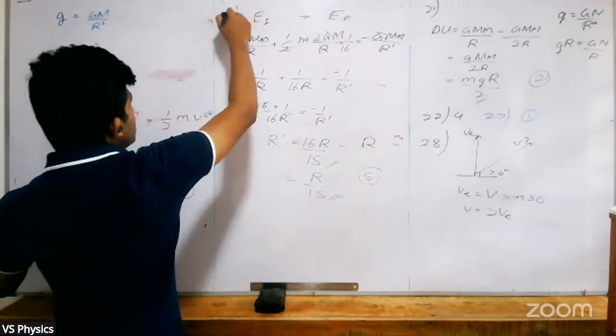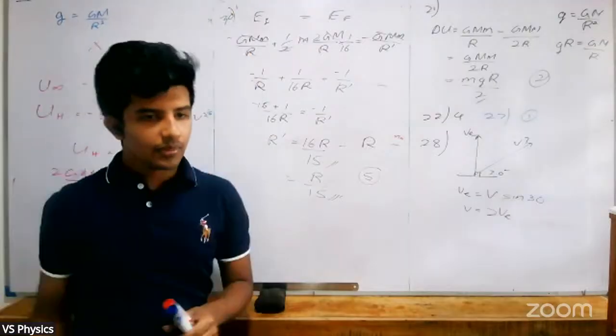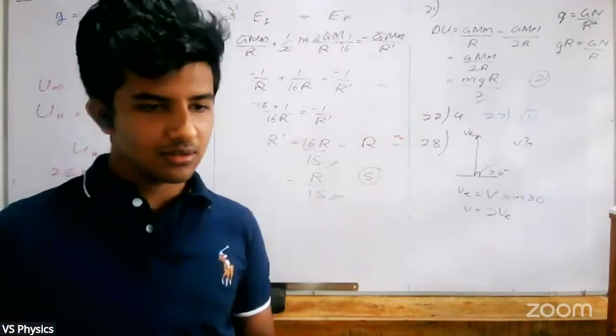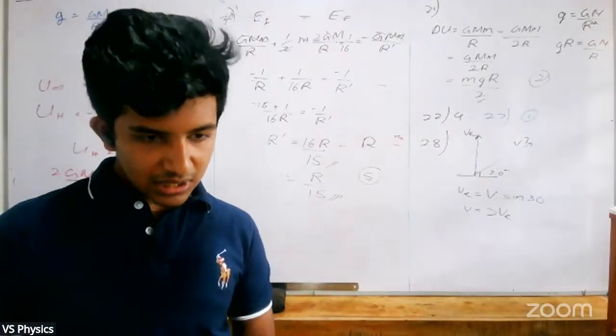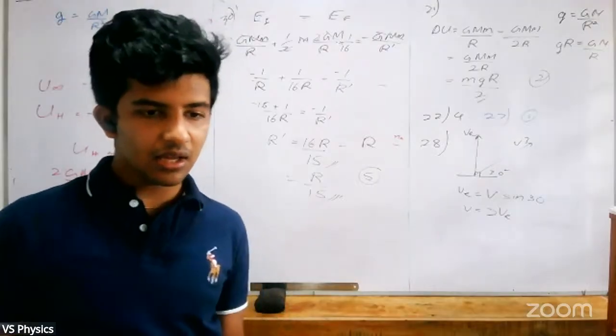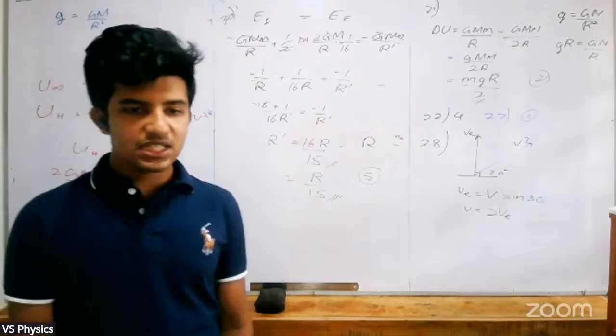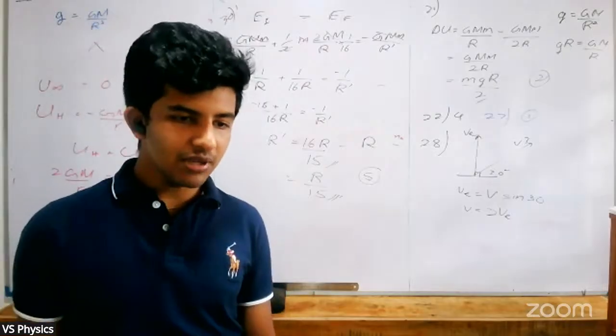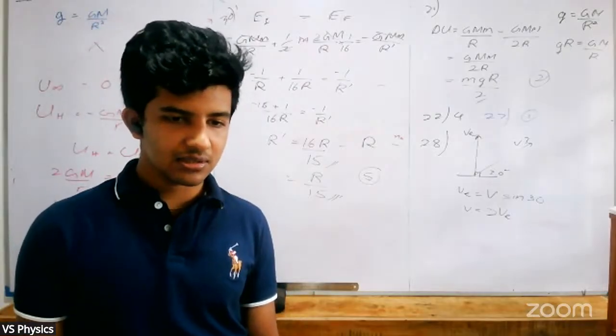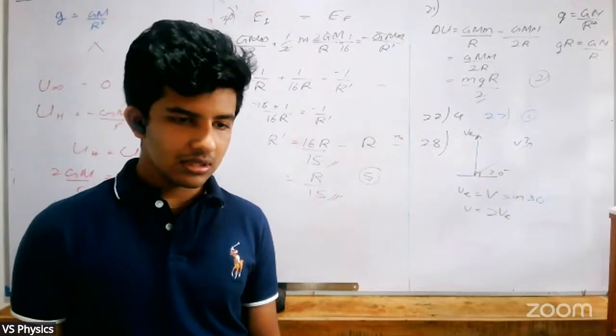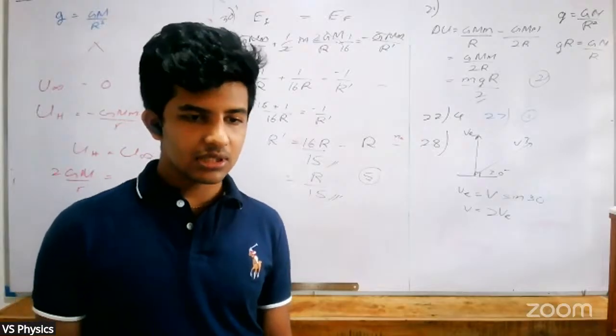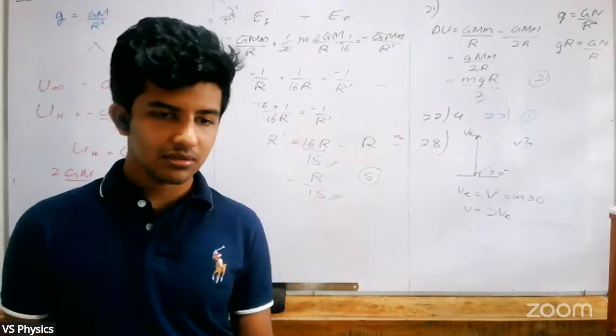This is for the 30th question. 31st. Mass and the radius of the earth are m and r respectively. Escape velocity of a rocket of mass small m on the earth's surface.